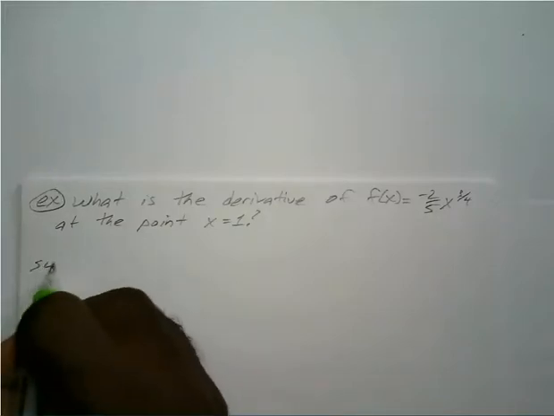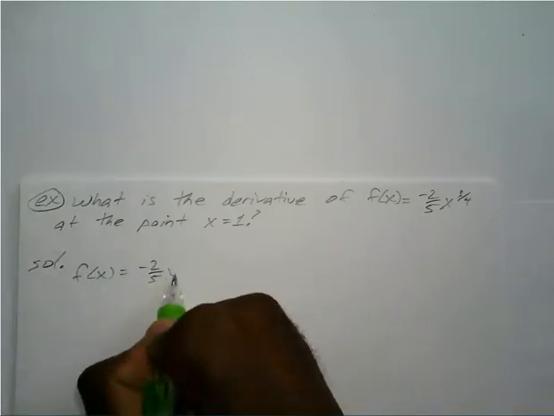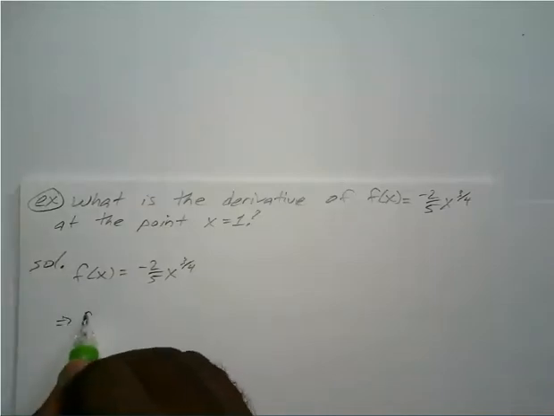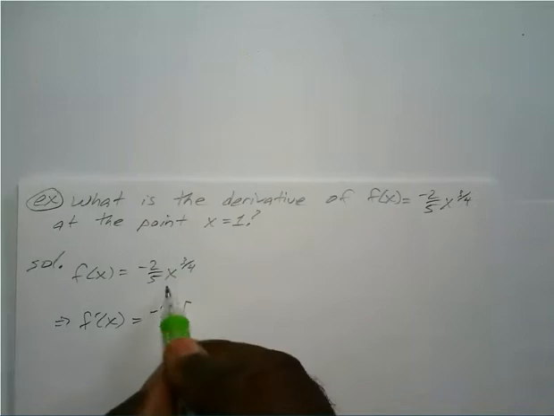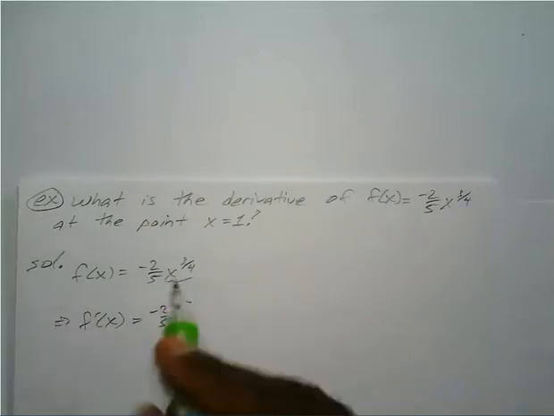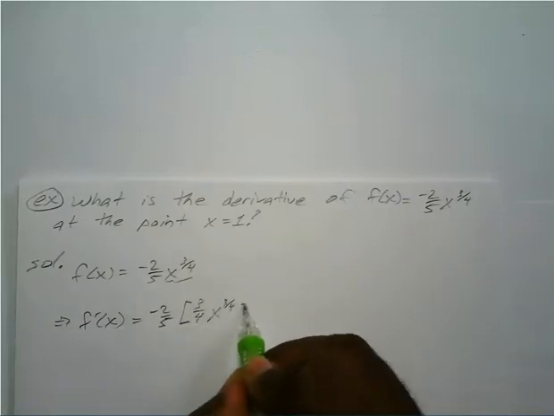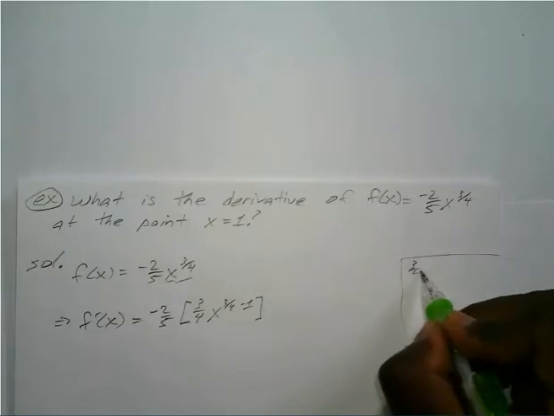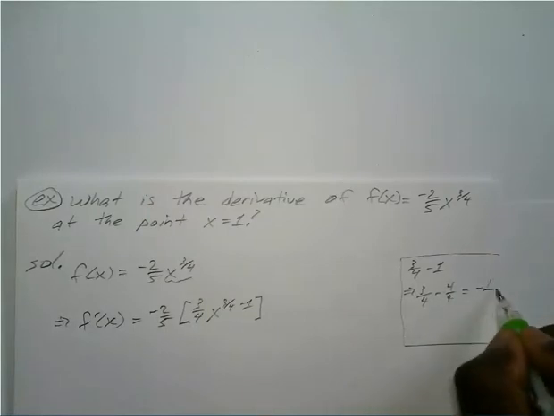All right, so we know that our f of x is equal to negative 2 over 5 x to the 3/4 power. Okay, so to find our derivative, again, we get our constant and bring that out. And we just worry about our variable. So we bring down our 3 over 4 times x to the 3 over 4 minus 1. Okay, so we know that 3 over 4 minus 1 is 3 over 4 minus 4 over 4, which is negative 1/4.